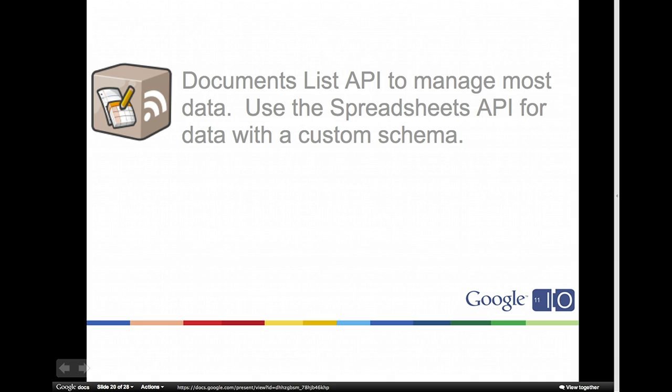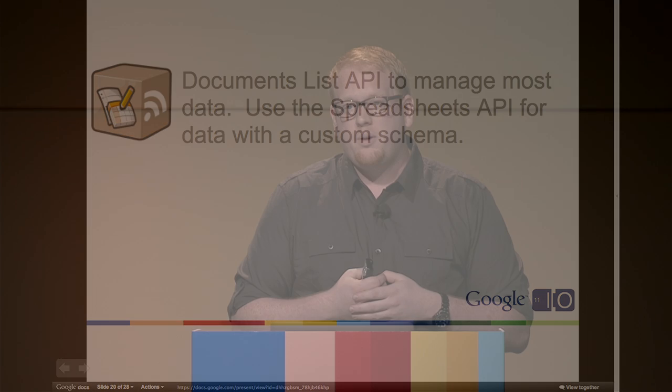If your data has a custom schema, I highly recommend you use the Spreadsheets API. The way this would work is if you needed custom fields, you would use the Documents List API to create a hidden spreadsheet in the user's account. And then you would use the Spreadsheets API to manipulate the data in that spreadsheet and store arbitrary data for your application, all within the user's control.